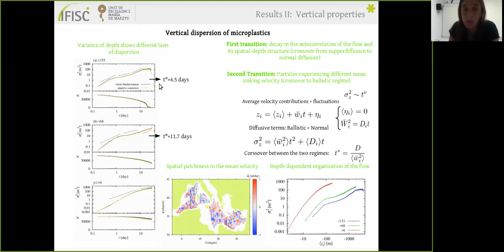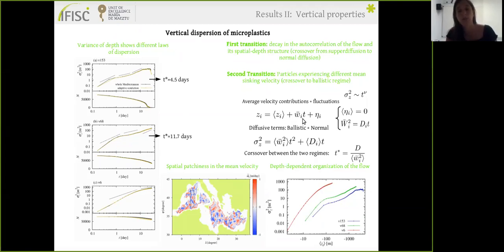What we look at is that the mean vertical velocities through all the Mediterranean are different. So there exists a patchiness of this mean vertical velocity, and this is the source of this diffusion regime. We wanted to explain it analytically, or try to understand it, and then we built a model in which the depth of each particle is modeled as the mean depth plus two different terms.